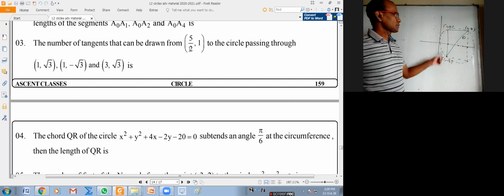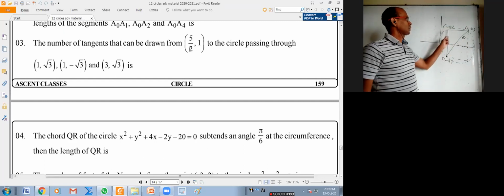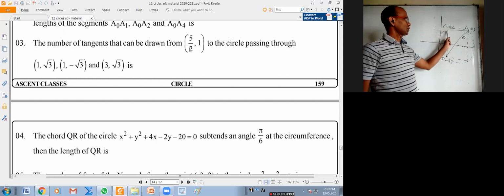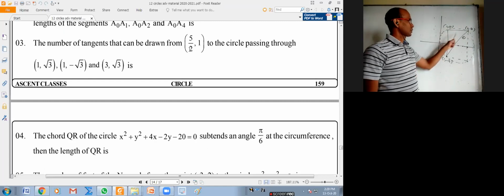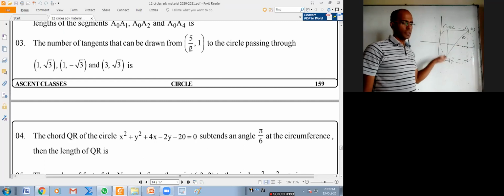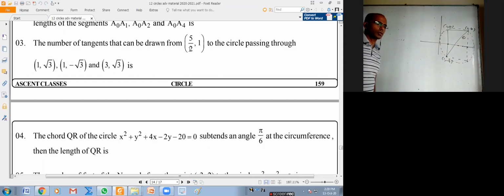So what is given is a simple right angle triangle, and from the figure you can easily make out there is a rectangle that is within the circle, the circumcircle of this, and 5 by 2 comma 1 is well within that rectangle, also within the circle, so we cannot draw any tangents. Just from the figure, nothing great.